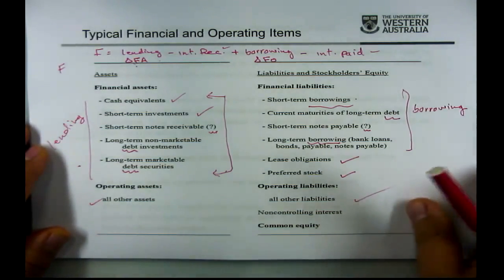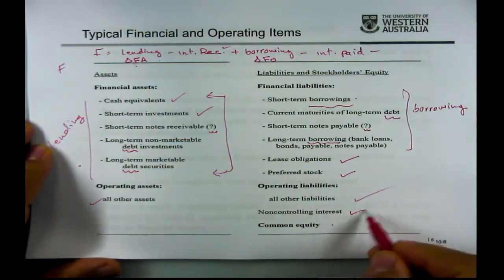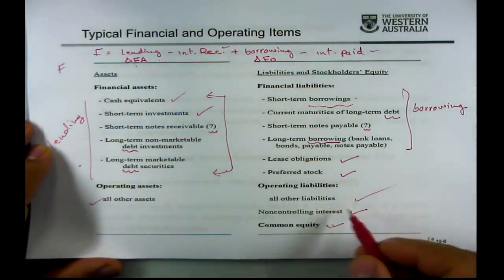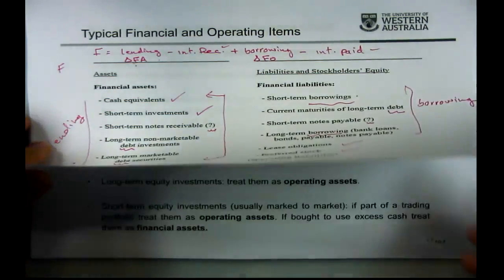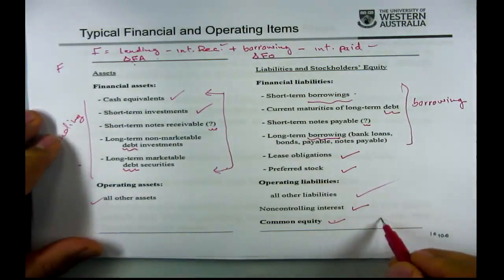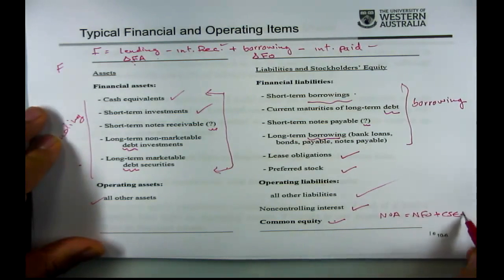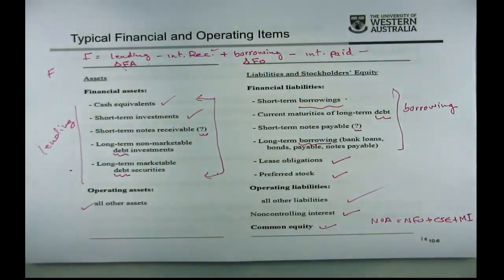All other liabilities are to be treated as operating. And finally, if we have non-controlling interests, we add it here. It is not part of common equity, and it is not part of liabilities. It is just an independent component item to be added to the equation. If you still remember, the equation says net operating assets equal NFO plus common shareholders' equity. If we have minority interest, we just add it here as a separate item, minority interest or minority equity. Okay? Make sense?